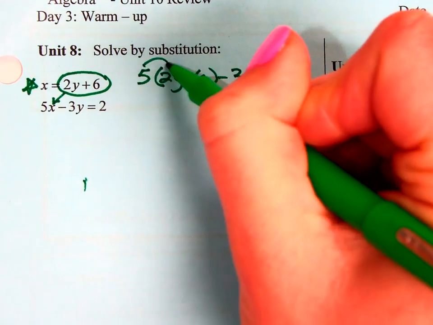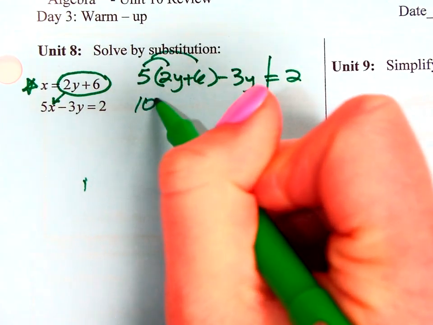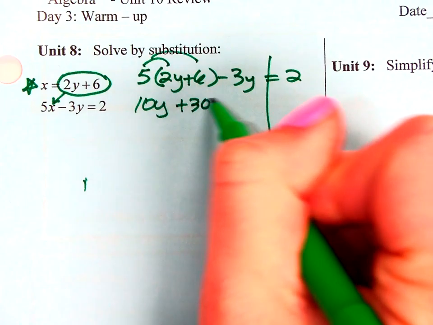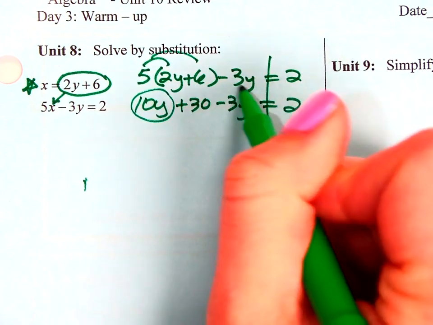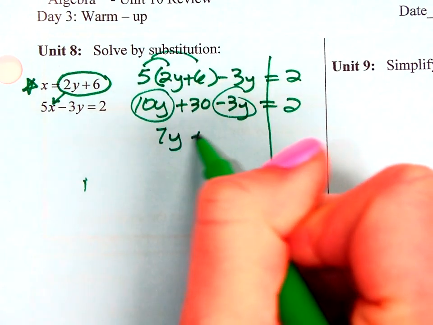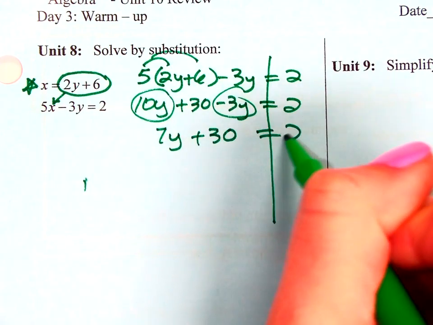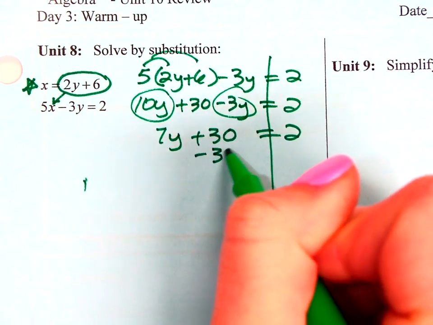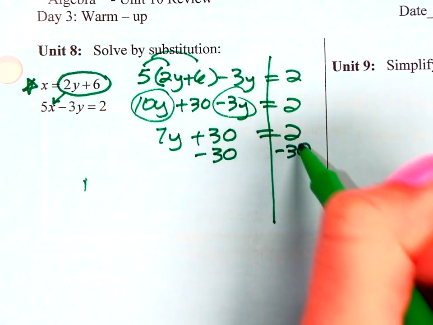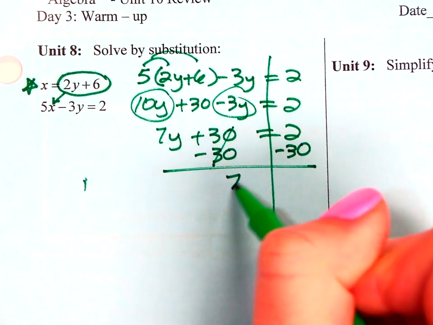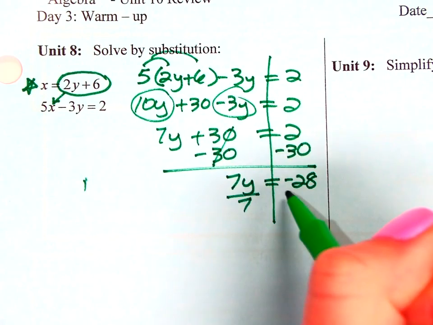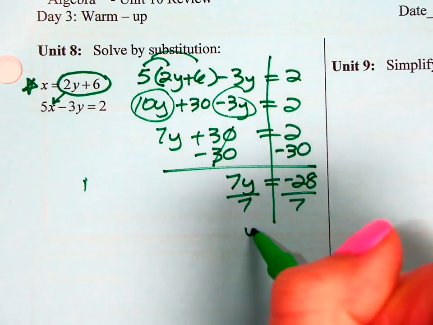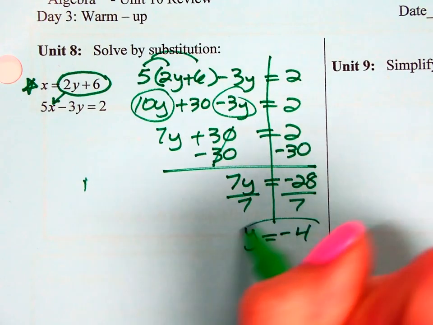So we're going to distribute the 5 to get 10y plus 30 minus 3y equals 2. Combine your like terms, so 7y plus 30 equals 2. So now we're trying to get y alone, so we get rid of the addition first by subtracting 30. So we'll have 7y equals negative 28. Divide by 7. So y equals negative 4.